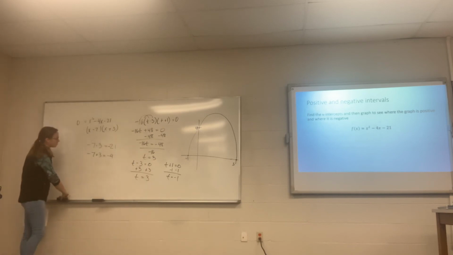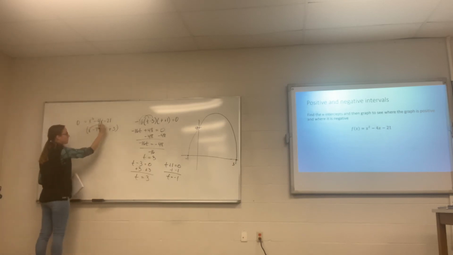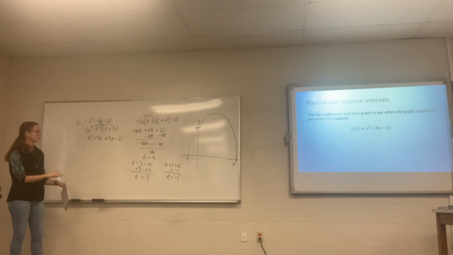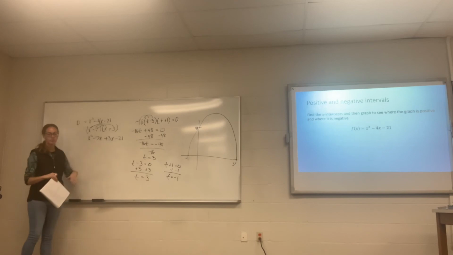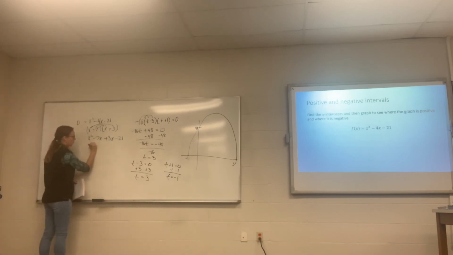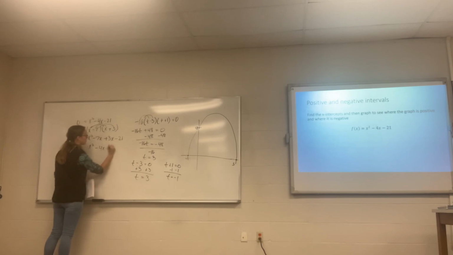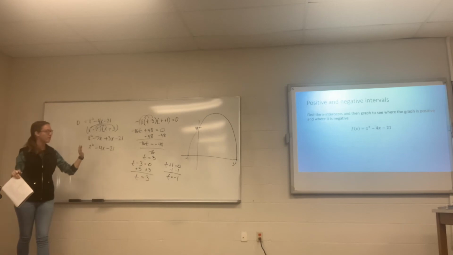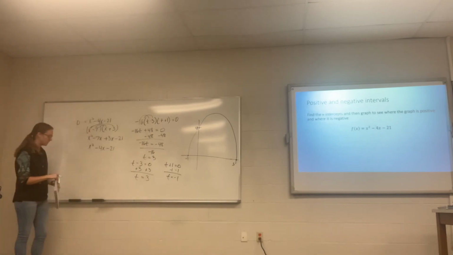Let's check, make sure we did it right, just in case. If I FOIL this, x times x gives me x squared, negative 7 times x gives me negative 7x, x times 3 gives me 3x, and negative 7 times 3 gives me negative 21. Now if I combine my like terms, the negative 7x and the 3x, I'd have x squared minus 4x minus 21, which is what I started with. So truly, my factors are x minus 7 and x plus 3.